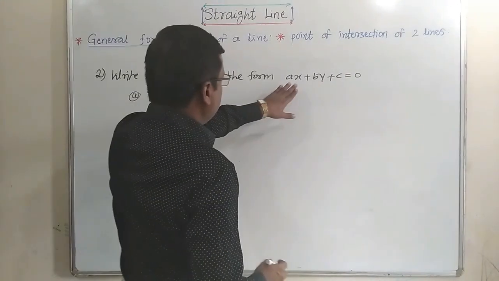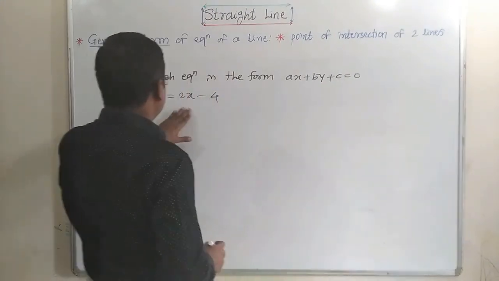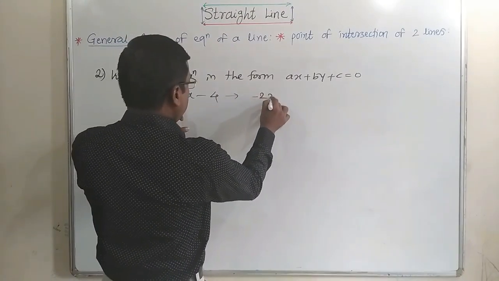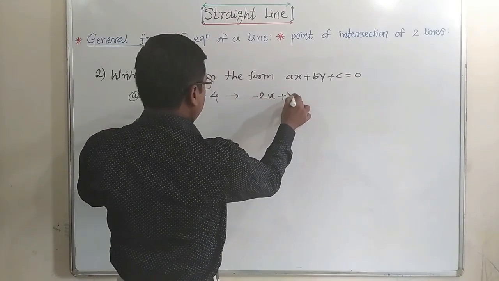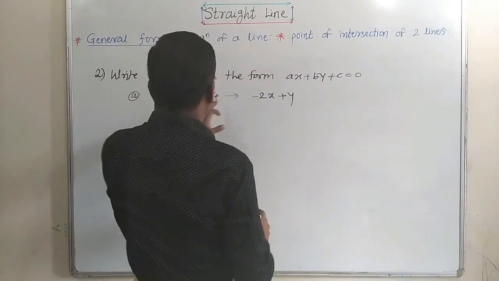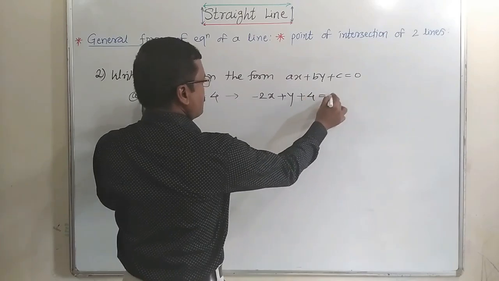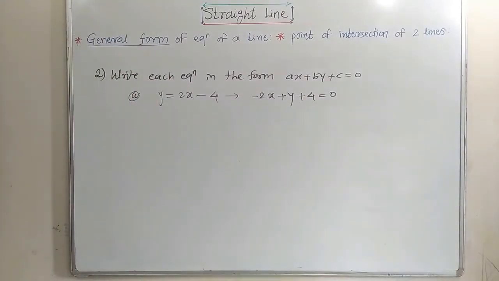For that, what do we need? We need the x term on the left. So take this x to the left. It becomes minus 2x plus y as it is, and take the constant to the left also. This is minus 4. While coming to the left, it becomes plus 4 equal to 0.